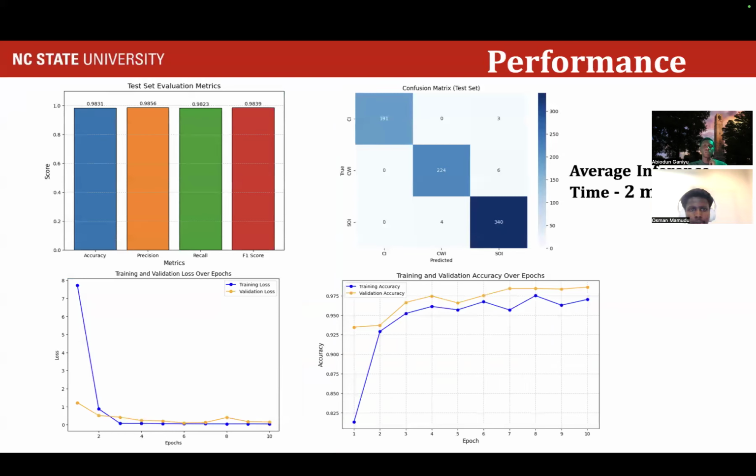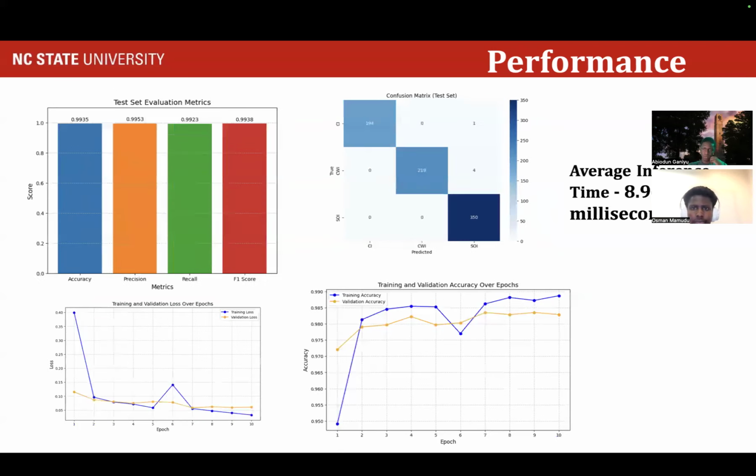For the MLP, we achieved an average inference time of 2 milliseconds, which was really good. In the test set evaluation, we saw an accuracy of 98.31%. If you take a look at the confusion matrix, you see that everything was classified very well except the overlap between CW and SOI, which we saw initially in our data exploration.